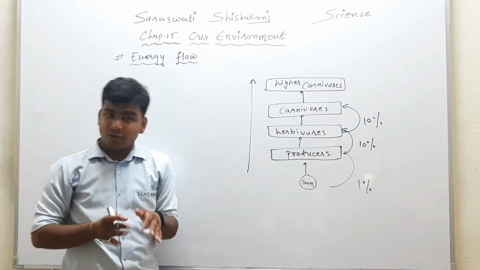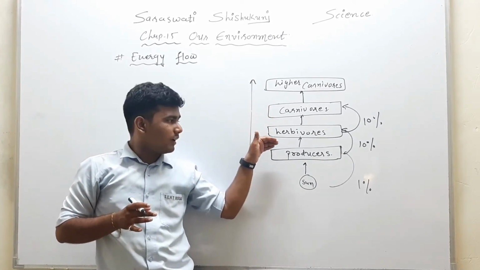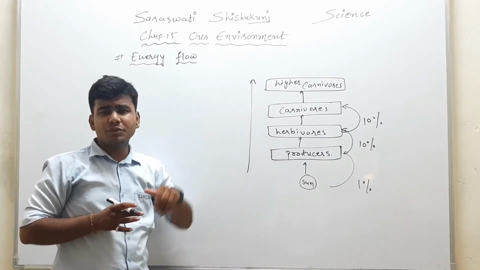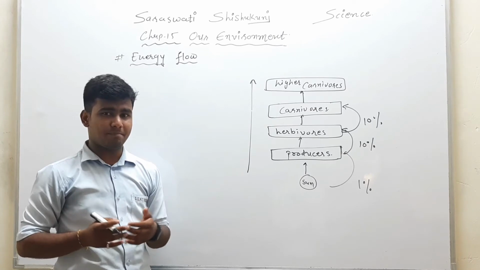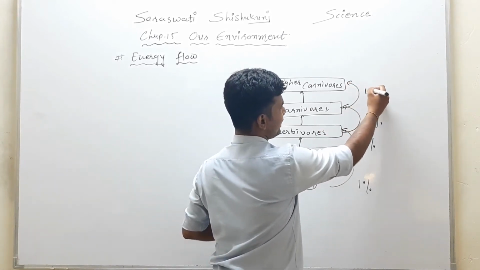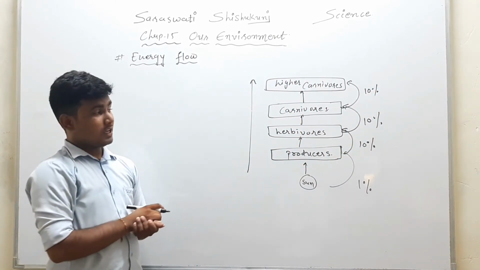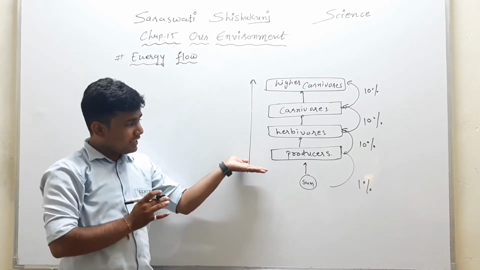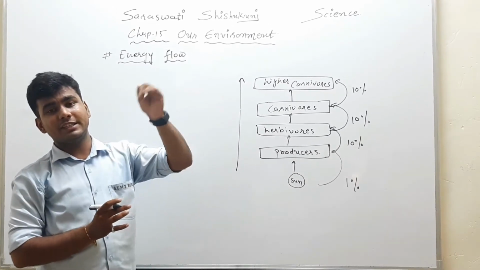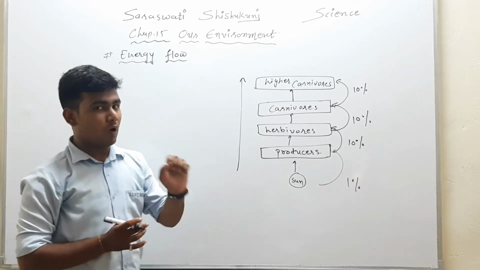that's of carnivores. Carnivores also, the energy which they got from the previous trophic level, they will also use that energy for their growth, for their development, and they will transfer only 10% of the energy to the higher level of carnivores. So this way, for each trophic level, only 10% of energy is passed. So this is called the 10% rule of energy.